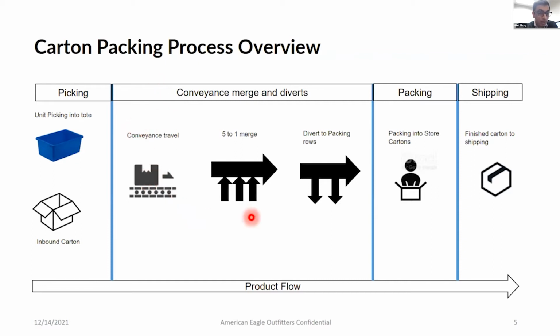There is a 5-to-1 merge on conveyance. You'll see a lot of conveyance and product flow in this model. After the merge point, different cartons or totes divert to their own specific lanes. On those lanes, there are packers picking units out of the totes or cartons and putting them into a store carton, which is specific to a store. Once we have enough units in a carton, it gets shipped to the store. This is the high-level process overview.